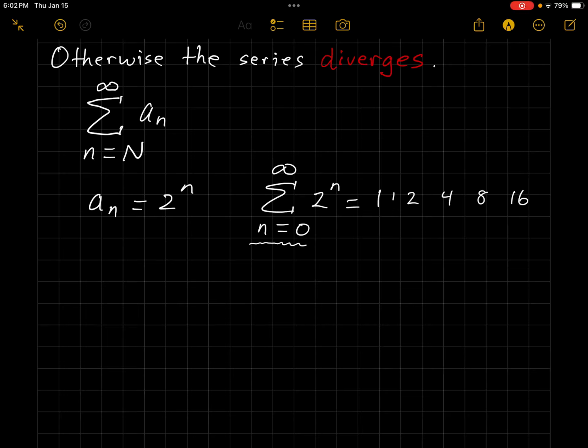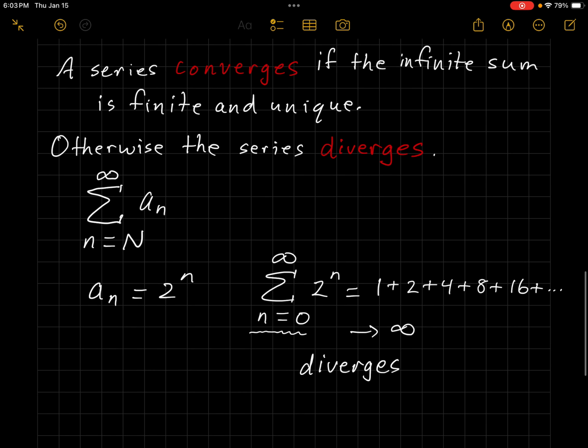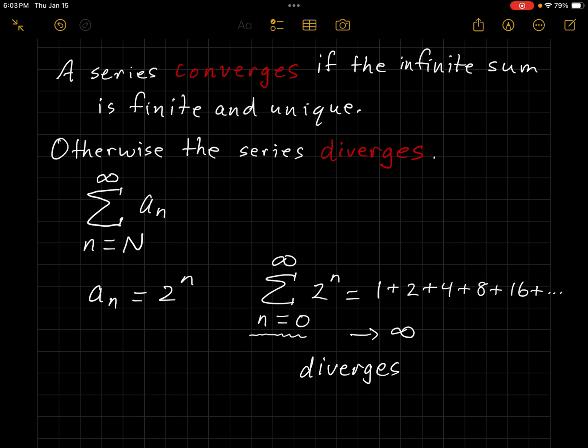And the sigma says we need to add these terms together. Hopefully there's no doubt that the sum of all these terms is going to infinity, which means that our series will diverge because the infinite sum is not finite.